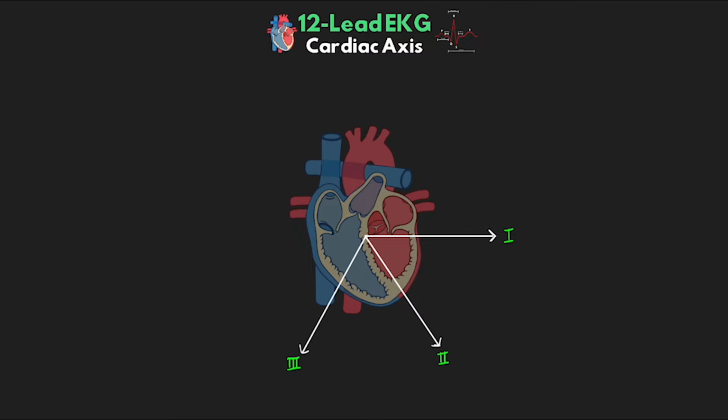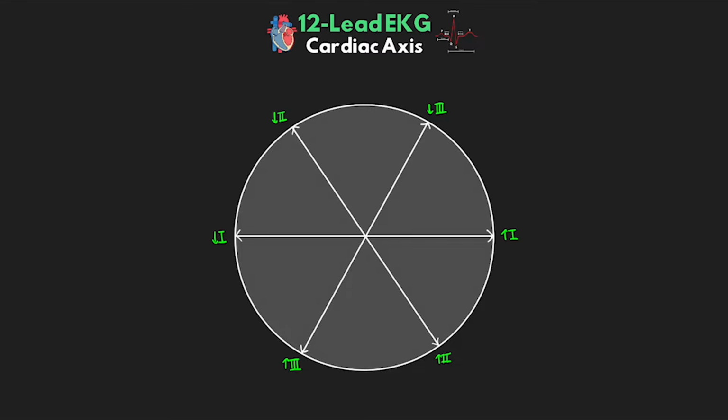Again, these are going towards the positive electrode, and therefore any electrical activity moving these directions would be positive. But we can also have this activity moving away, and so it could also be negative along the same line. For simplicity's sake, we can take a circle and divide it up into sections, with each of these sections being a direction that these leads are looking, such as positive lead 1, negative lead 1, positive lead 2, negative lead 2, positive lead 3, and negative lead 3.